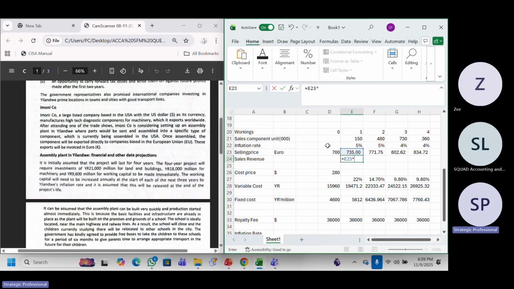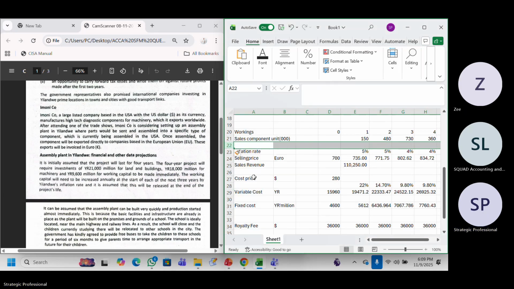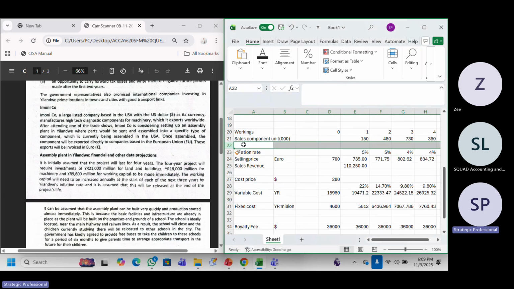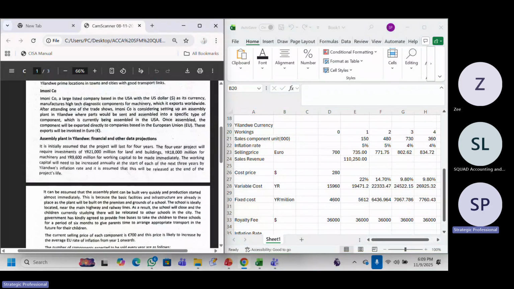Times the sales component unit. They are producing 150. I will now convert it to Ilandwe's currency. Do you understand? Maybe we should just do it straight. Let's get Ilandwe's currency so that there won't be confusion. Or let me just put Ilandwe's currency here. Since Ilandwe's currency is like the bone of contention. So Ilandwe's currency, what is it? What's the exchange rate?